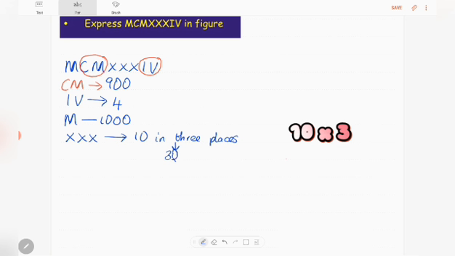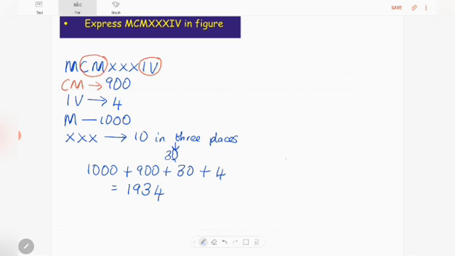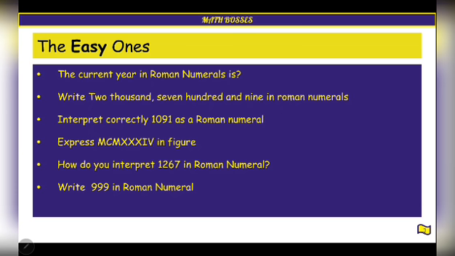So if we add all these values, if we add 1000, 900, 30 and 4, we get 1934. This is the value of MCMXXXIV in figures.